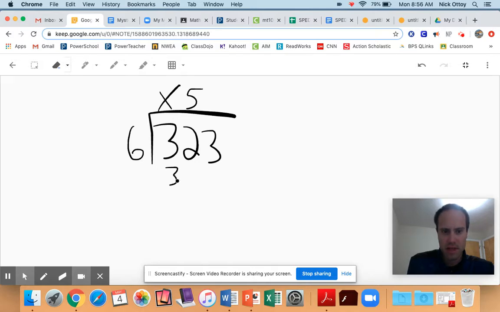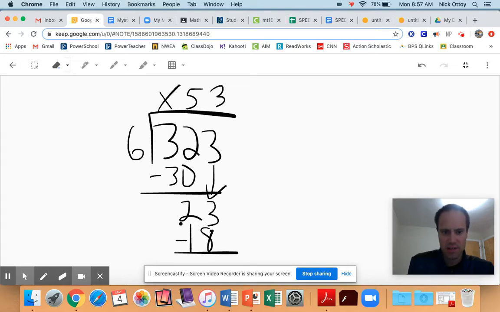We multiply. Okay, step 3 is subtract to get 2. Step 4 is to bring down. We can't take 6 into 2, so we bring down. Now we're taking 6 into 23. 6 times 3 is 18. Okay, and then we do our subtraction where we're going to have to borrow, right? We got 13 minus 8, which is 5. So this answer is 53 with the remainder of 5.